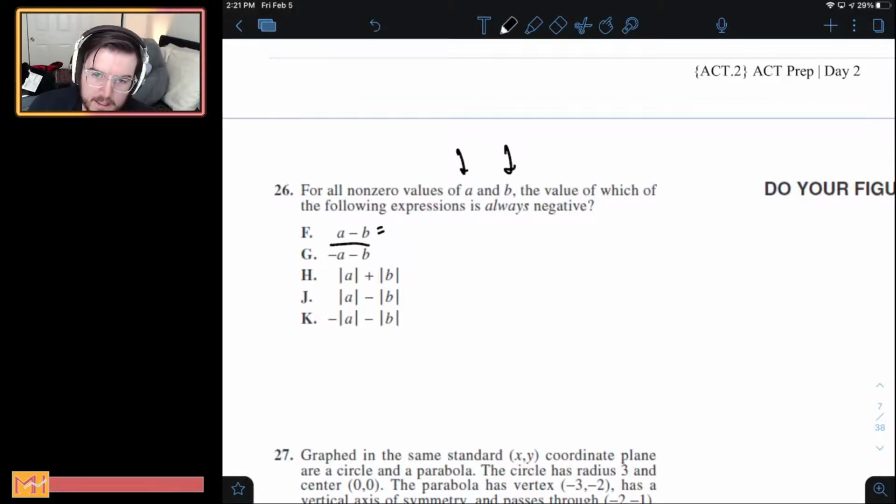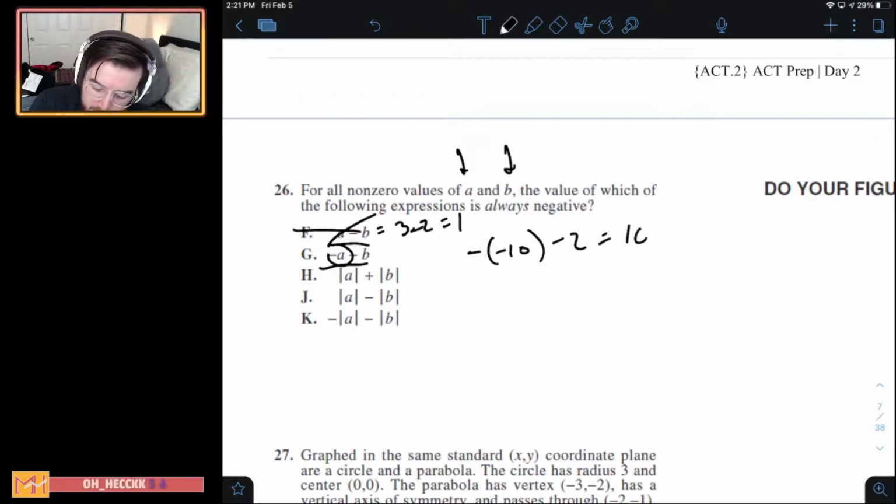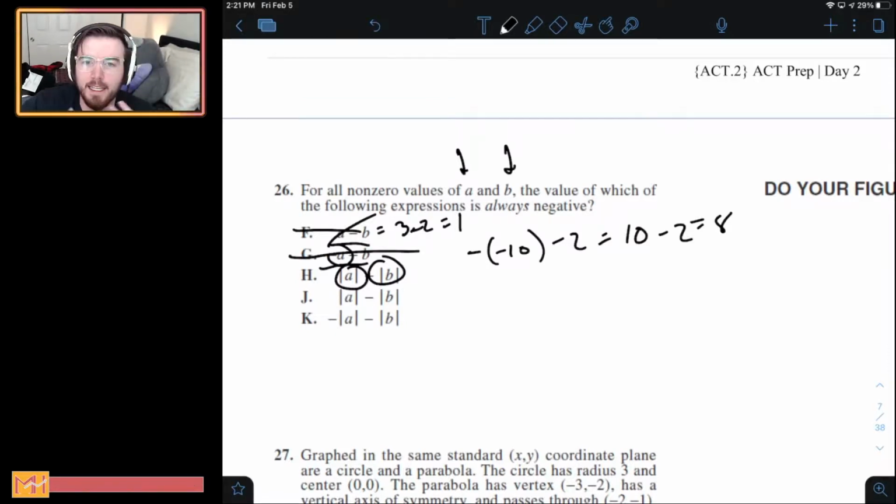The best way to think about this is with counterexamples. I could easily do 3 minus 2, and that's positive 1. That's not always negative, so that's silly. That's out. Is this always negative? So those are both negative, right? Well, if a is negative, say negative 10, for example, minus 2, well, that's 10 minus 2, so that's also positive, right? So that one's out. If we take the absolute value of two things, it's just making everything positive, so that can't possibly be right.